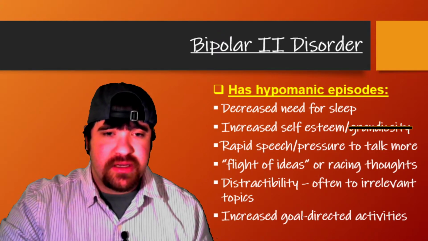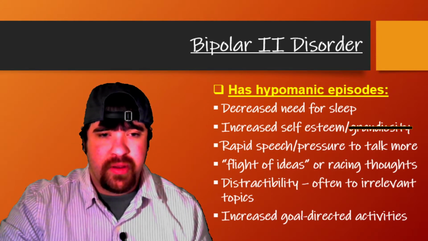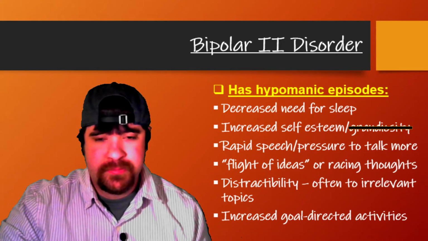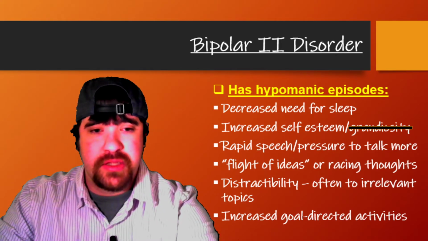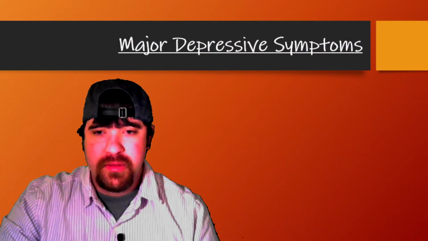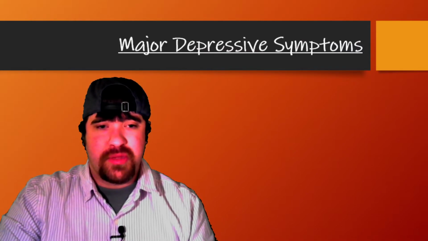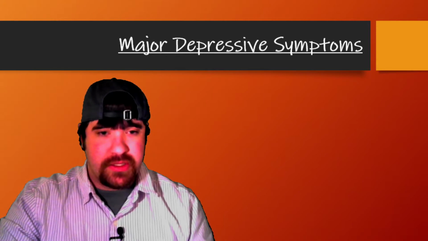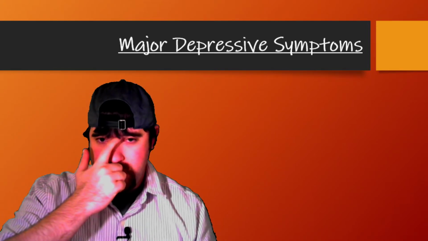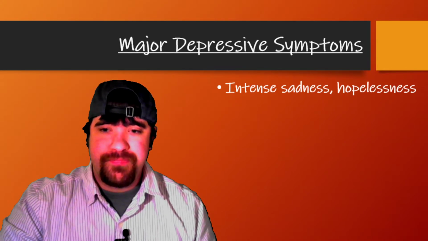So now that we've discussed the manic and hypomanic criteria, let's move on to something that has a little bit more in common between the two. That's going to be the major depressive episodes. So, major depressive episodes. These symptoms are much more universal between the two forms of bipolar disorder. So, what do we see with this?